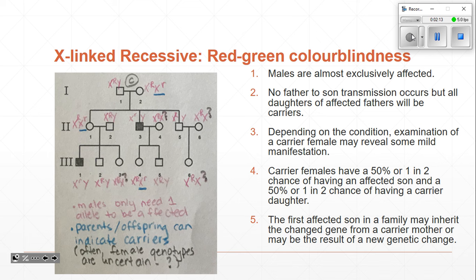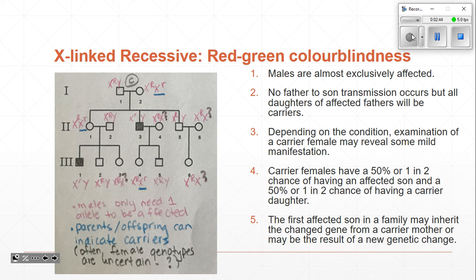Now 4 and 5 are all about the chances, and so those are a little bit tougher to use as pieces of evidence because they're just chances or predictions. But if a female is a carrier, she has a 50% chance of having an affected son. Her son is going to get one of her X chromosomes, and if he inherits the one that has the recessive trait, then he's going to have that trait. She also has a 50% chance of having a carrier daughter for the same logic.